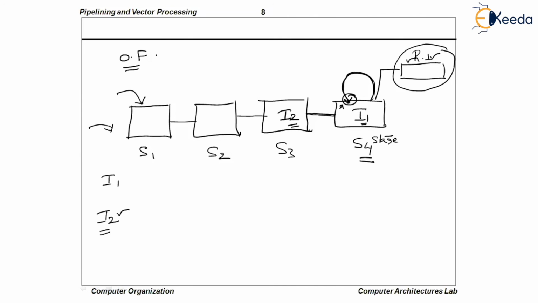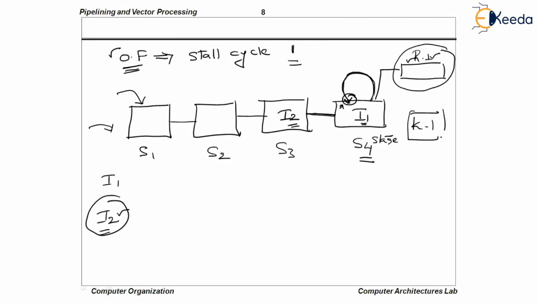In the operand forwarding technique, stall cycles are limited to just one. With just one stall cycle, the technique works. Without operand forwarding, if I2 has to read the register file, it will take k-1 stall cycles. But with operand forwarding, I2 will have to wait only one stall cycle for the operand to be produced. Then, after that one stall cycle, it will be able to enter stage 4. This is how the operand forwarding technique works.